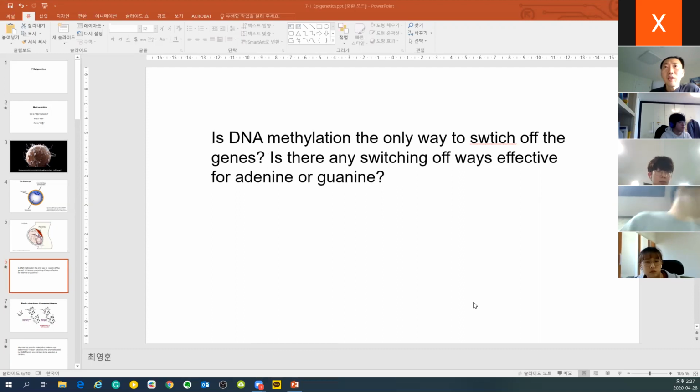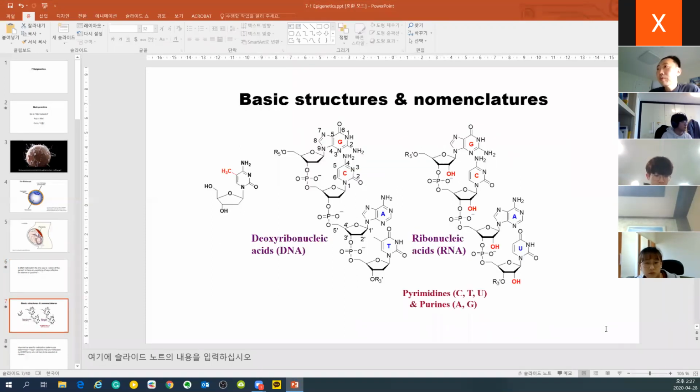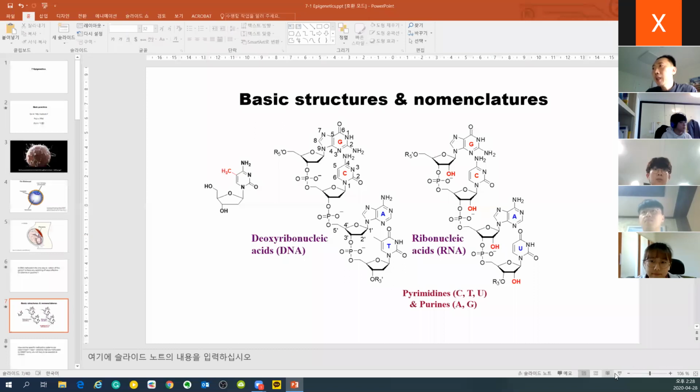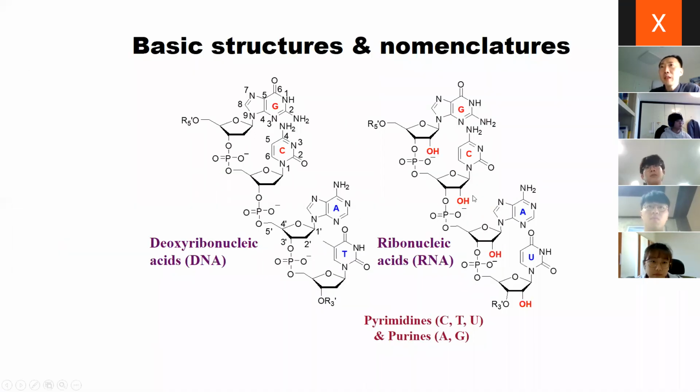Okay, this question, let me try to help you out. So maybe we need to use this. This is the basic structure of DNA and RNA. Here, this is a DNA structure, A, T, C, G, and this is an RNA structure. The only difference between DNA and RNA is T and U. U does not have this methyl group here. T has this methyl group here.